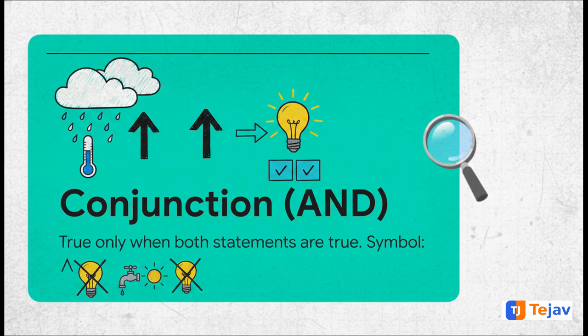So if statement A is it is raining and statement B is it is cold, the compound statement it is raining and it is cold is only true if both of those things are actually happening right now. If it's raining but it's warm out, the whole statement falls apart and becomes false.